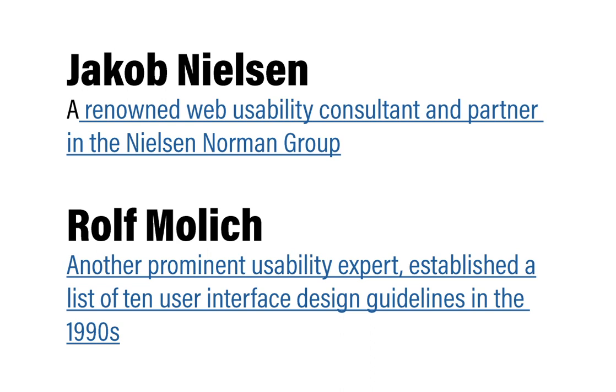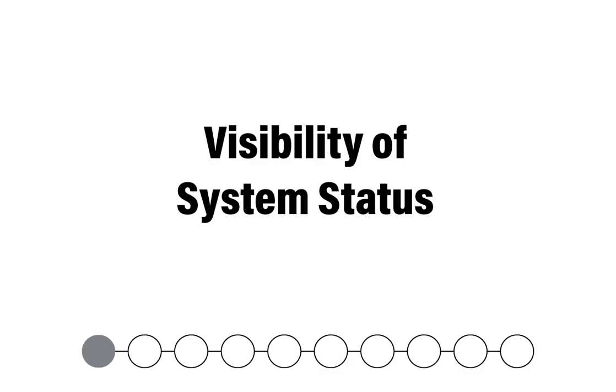So now I'm gonna go into each rule of thumb, each of the 10 heuristics of user interface. So number one is visibility of system status. What does it mean by visibility of system status? I'll show you what these are.